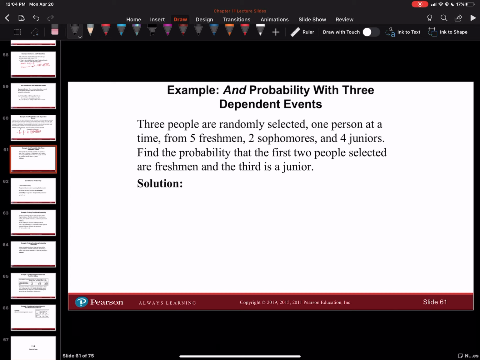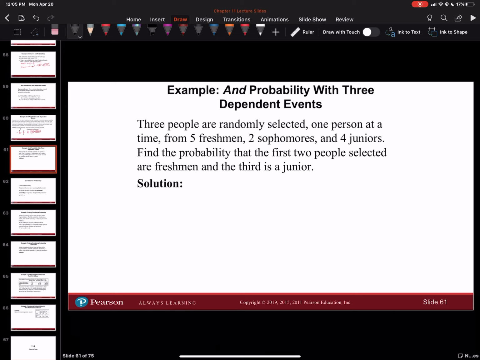All righty. Let's look at this one. 3 people are randomly selected, one person at a time, from 5 freshmen, 2 sophomores, and 4 juniors. It says find the probability that the first 2 selected are freshmen and the third is a junior. All righty. So the first thing we need to do is find the probability of getting a freshman. So it'll be what?